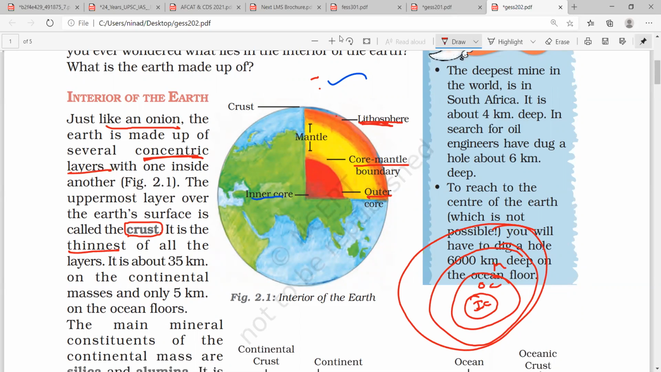Normally we draw it like this. In fact, what I drew is also wrong. It should be like this. It is very thin. Just 35 kilometers maximum, and a minimum of 5 kilometers. That is the thickness of the crust. So it is the thinnest layer.